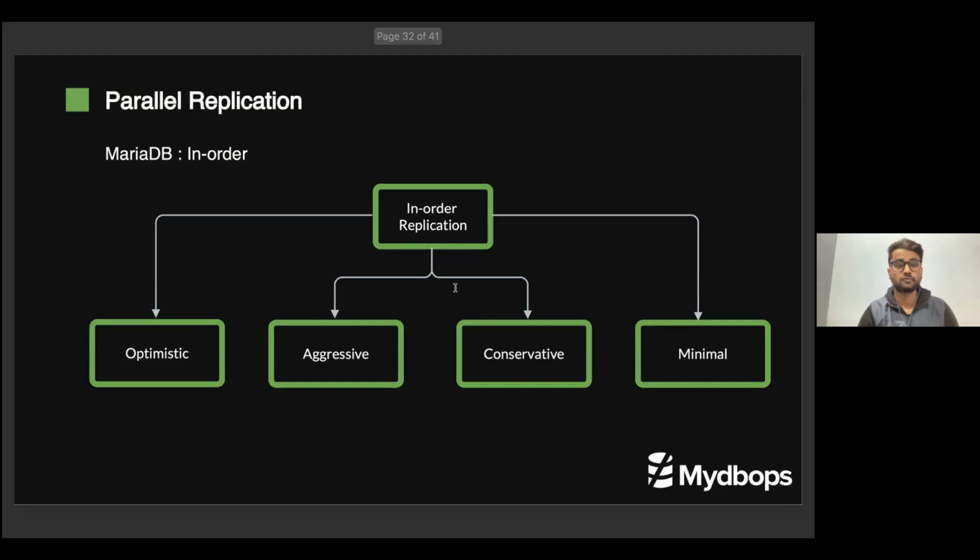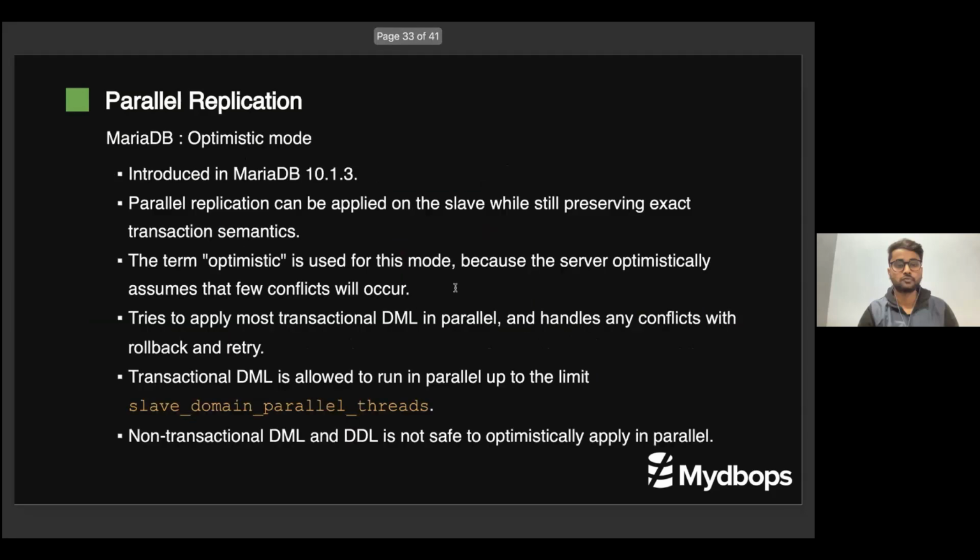So these are the modes of in-order replication. First is optimistic, aggressive, conservative, and minimal. We will go one by one. So the optimistic mode was introduced in 10.1.3.